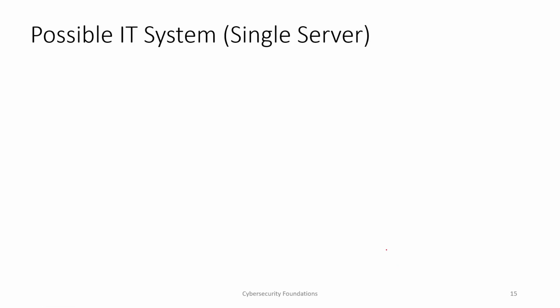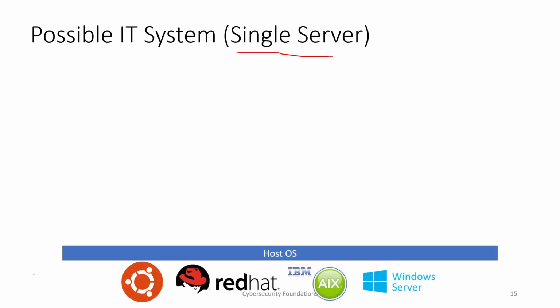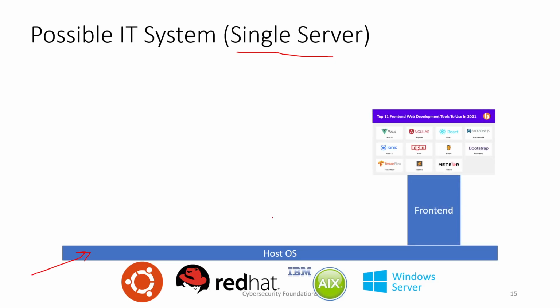In any IT system, when we look at a single application or a single server, we usually find this server implemented or hosted on a host operating system. This host operating system can be something such as Ubuntu, Red Hat, or Windows Server. All of these are operating systems. These operating systems will host the front-end service of any application.